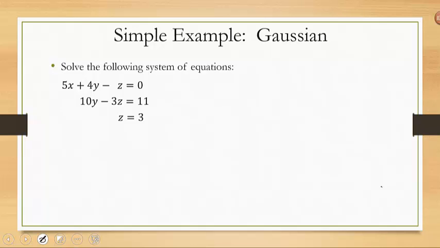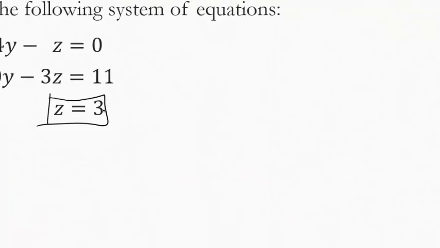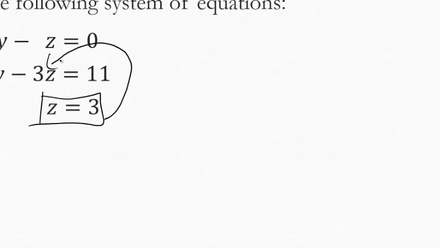Now, a simple example using just substitution. If we look here, we have 5x plus 4y minus z equals 0, 10y minus 3z equals 11, and z equals 3. We need to solve for x, y, and z. But guess what? Z is already solved for, right there. So how would we solve for y? Well, we have a y and a z equation, so let's just plug this z into our equation.